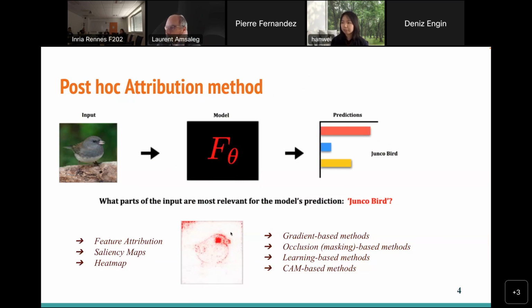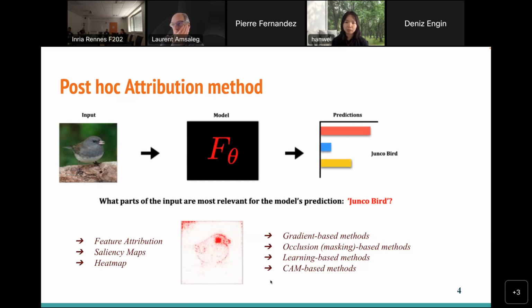Such kind of attribution actually has lots of names. Some people call it feature attribution, some people call it saliency map, some people call it heat map. Actually, it's the same thing. And all these methods we could group into 4 different families: the gradient-based methods, occlusion-based methods, learning-based methods, or CAM-based methods. So later, I will introduce these 4 different families one by one, and I will give an example.